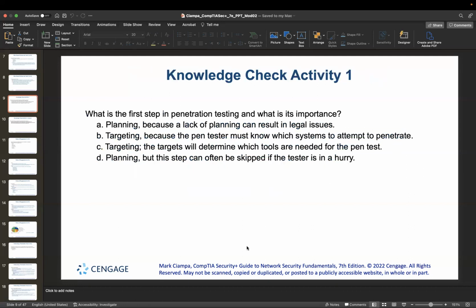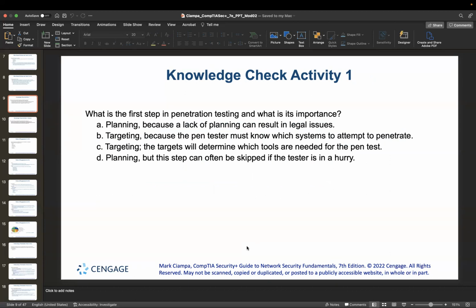So let's have a knowledge check. Let's see who can answer this. What is the first step in penetration testing, and what is its importance? Read to the end, and then tell me what you think is the correct answer.